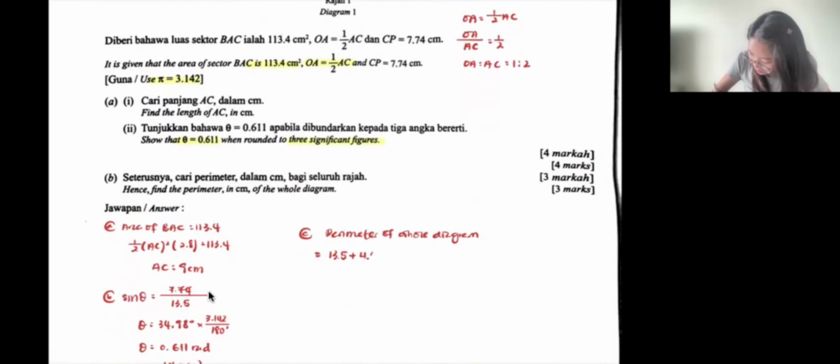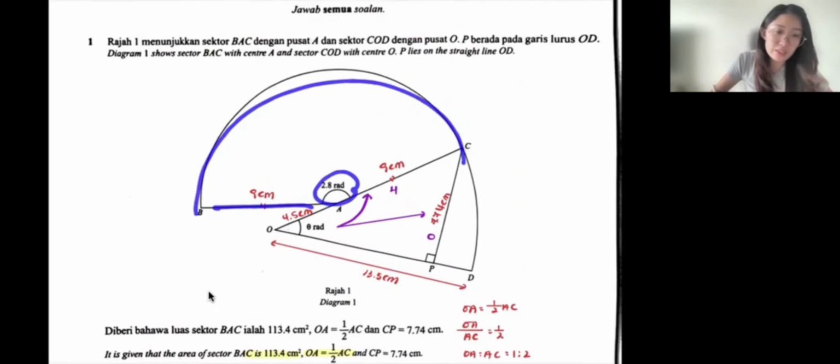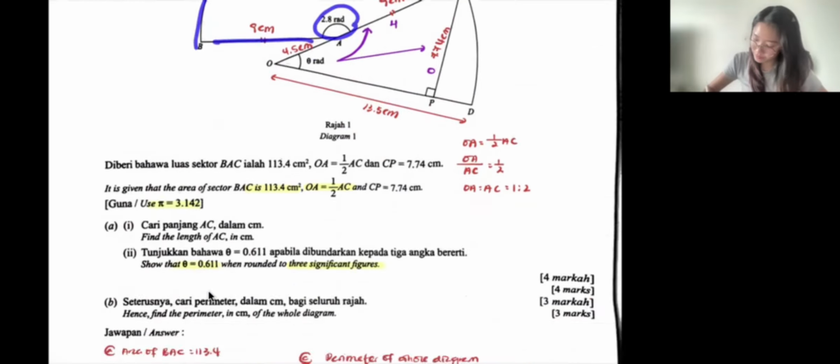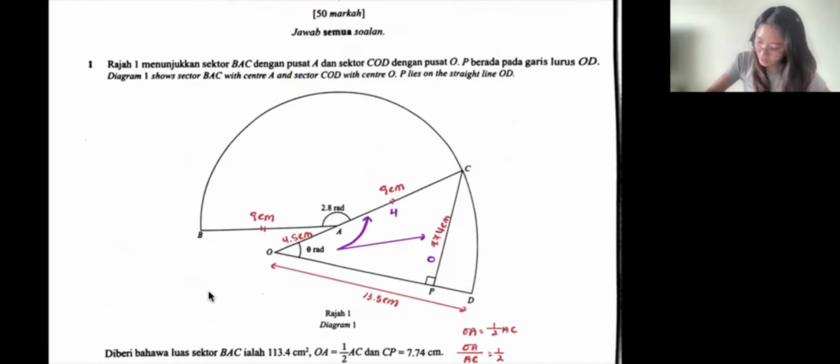13.5 plus 4.5 plus 9. And then, okay, arc length. Arc length is r times theta. So 9 times 2.8. Okay, 9 times 2.8. And then continue with this line, CD. CD, you have 13.5 times 0.611 from B.